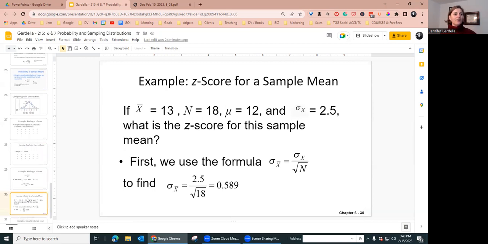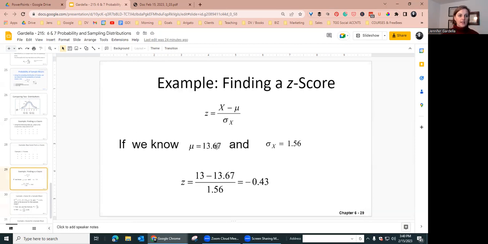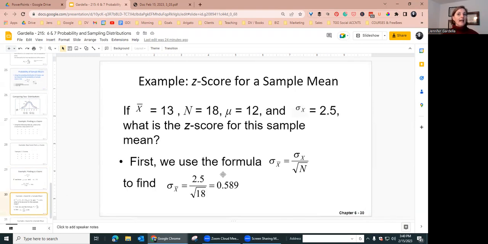However, now if we have a sample mean of 13, and we have 18 scores, and we know that our mean is 12 and we have 2.58, we've taken a sample. So these scores are not just any random set of scores. This is now when we would use the standard error. Up here, when we did it, we were just using information that we have about the population. Now we've sampled, so we have to use the formula for standard error.